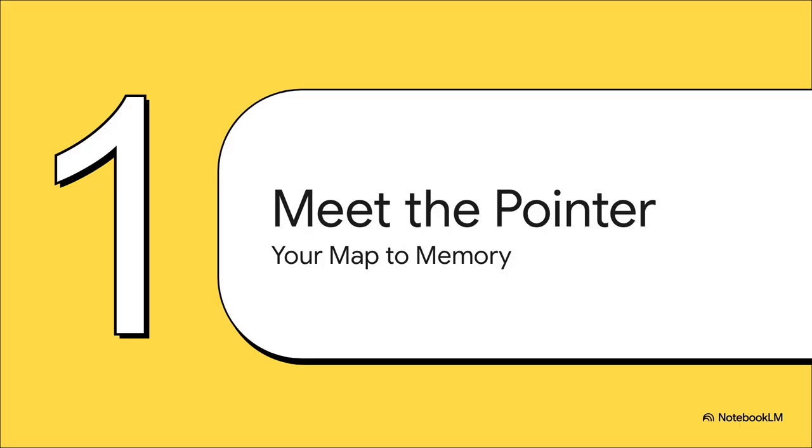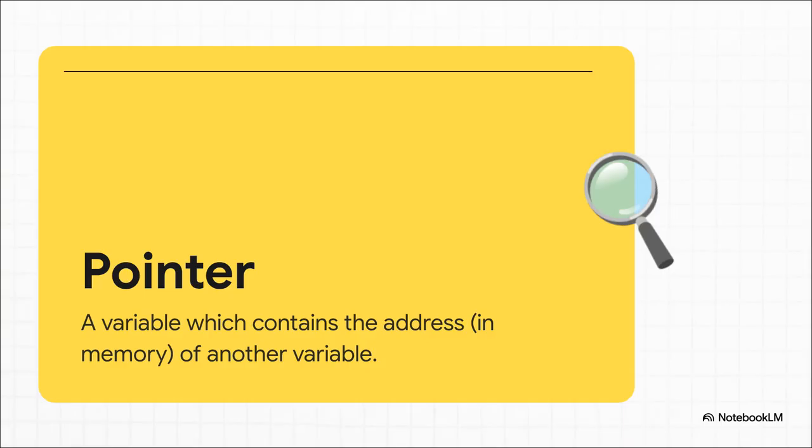Okay, our very first tool is probably the most famous, or maybe infamous feature in C++, the pointer. You know, the best way to think about a pointer is as your own personal map to the computer's memory. It lets you go exactly where you need to. Now, here's the textbook definition, and this is really key. A pointer is just a variable, but its job is to hold the address of another variable. See the difference? It doesn't hold the data itself, just the location of the data.